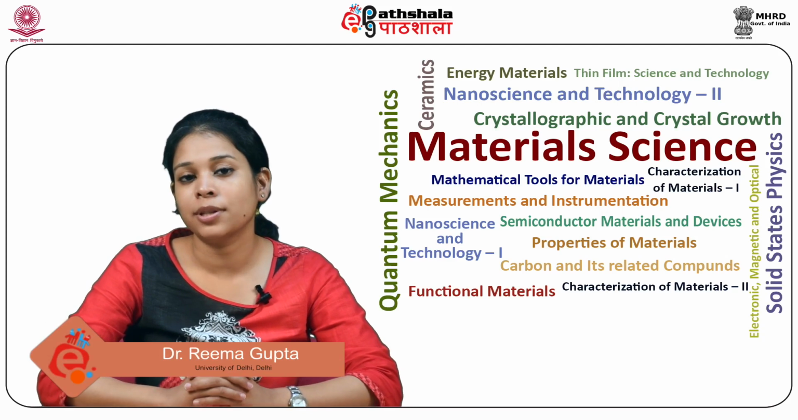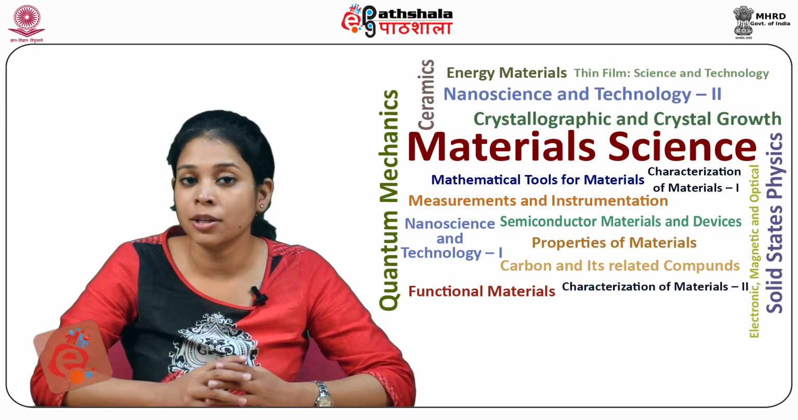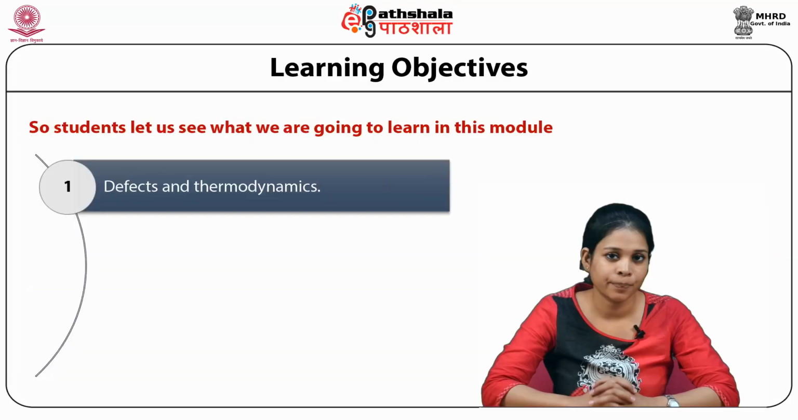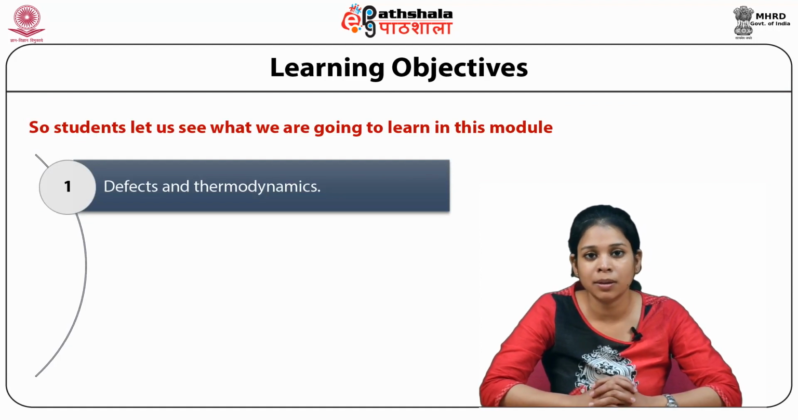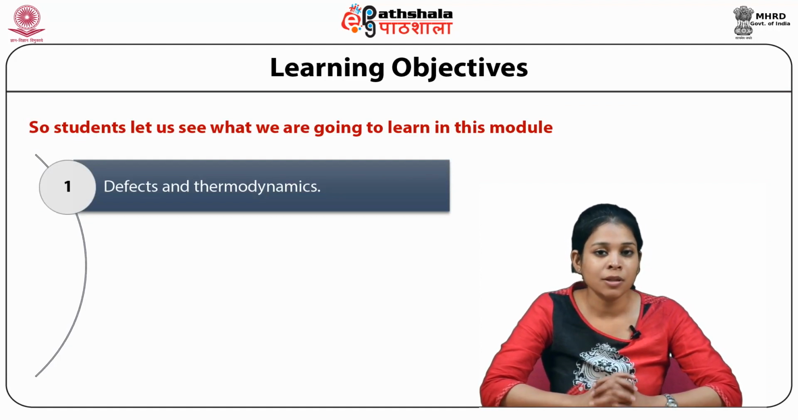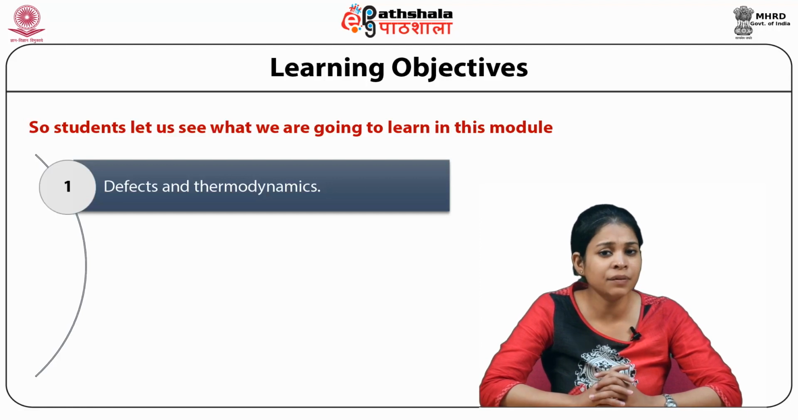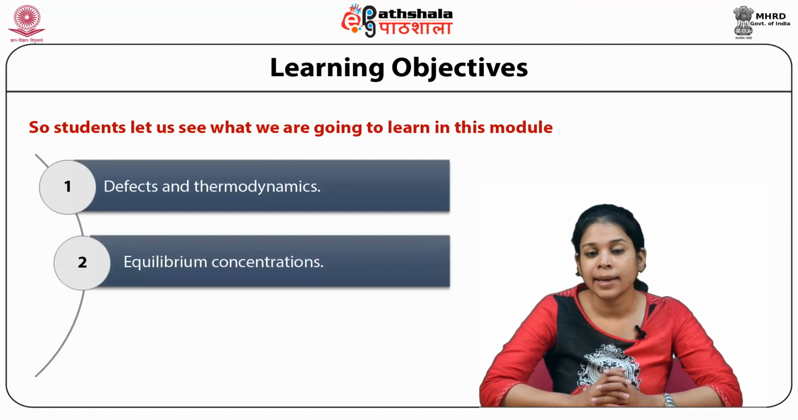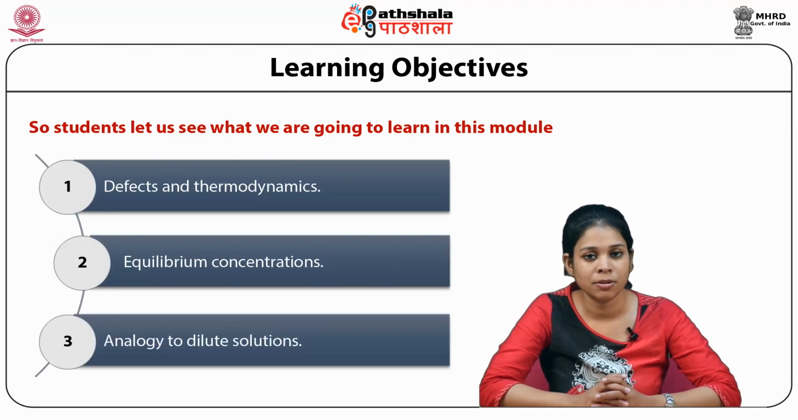Today we are going to discuss the module Defect Chemistry Part 2, from the paper Ceramics. So students, let us see what we are going to learn in this module. First of all, we will be learning about defects and thermodynamics. Next, we will be discussing equilibrium concentrations and lastly, an analogy to dilute solutions.